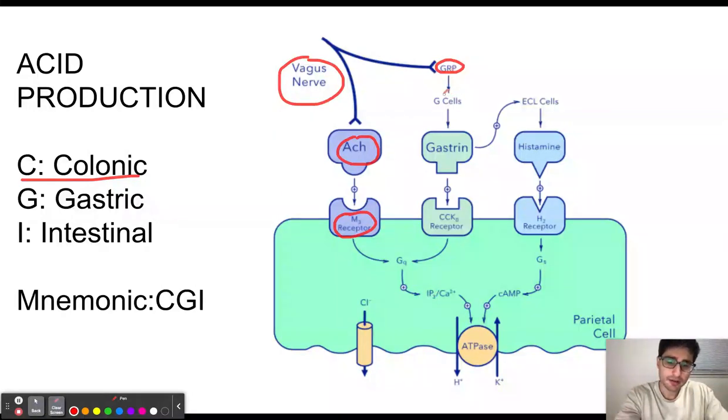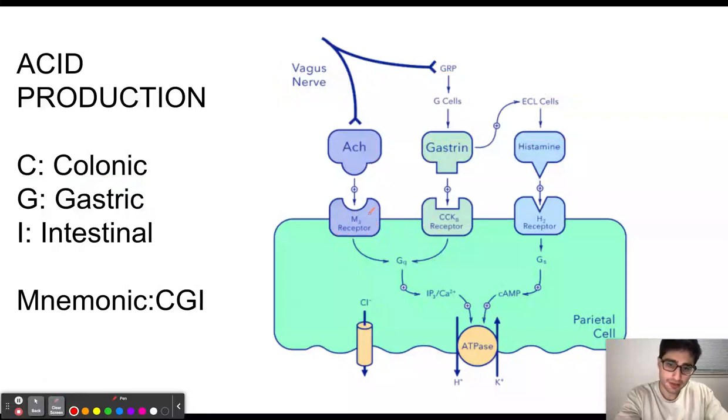GRP stimulates the G cells to produce the hormone gastrin, and gastrin can bind to the CCKB receptor found on parietal cells to also produce acid. Another function of gastrin is to stimulate the enterochromaffin-like cells to produce histamine. Histamine can bind to the H2 receptor found on parietal cells to also stimulate the production of acid.